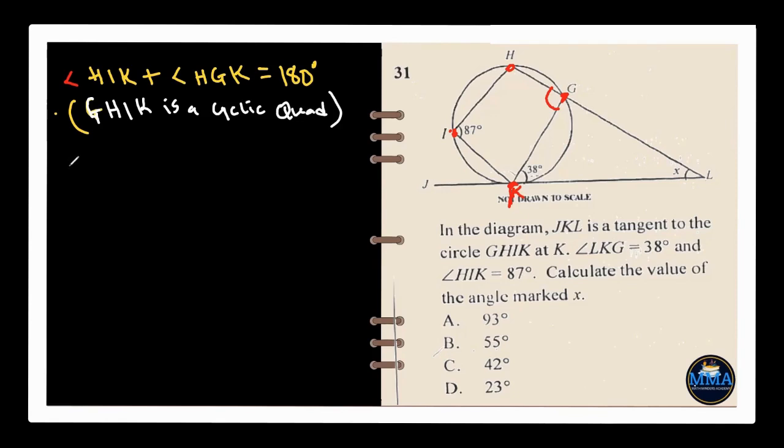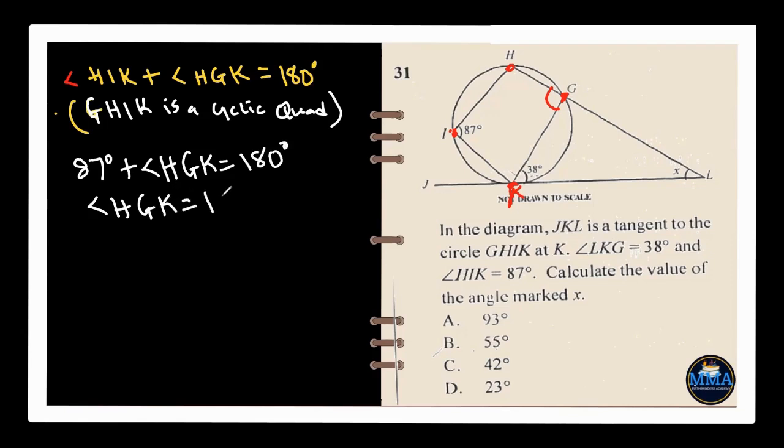So if that's the case, we now have 87 degrees plus angle HGK equals 180 degrees. Angle HGK equals 180 degrees minus 87 degrees. Angle HGK equals 93 degrees. So let's go and mark it on the diagram. This angle here is 93 degrees.